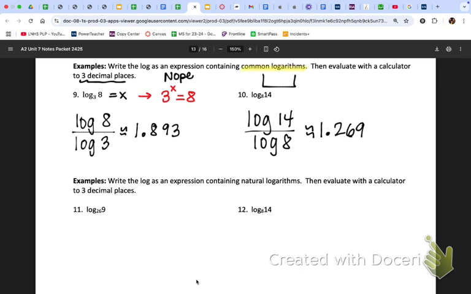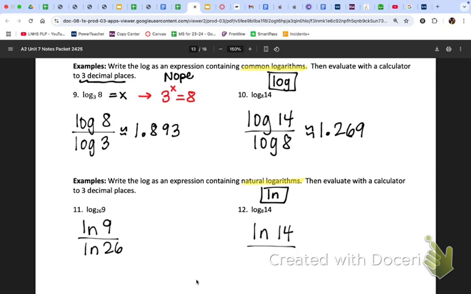We're doing the common log on this one, by the way, which is why you're using this button on your calculator, LOG. Common log is log base 10. Your next one has you do the exact same process, except it says to use natural logarithms. This is like a classic EOC question because people forget you can do the change of base formula with the natural log. That is the ln, so log base e. So I'm going to do this exact same thing, except with a natural log: natural log of 9 divided by the natural log of 26. This one would be the natural log of 14 divided by the natural log of 8.